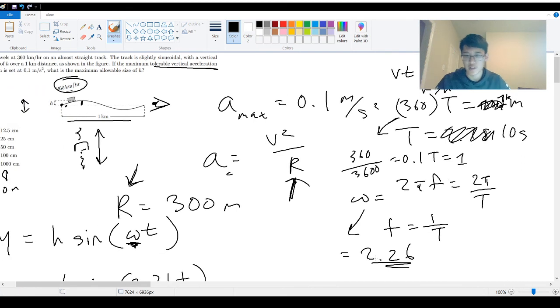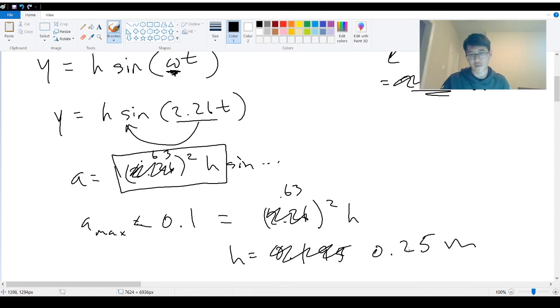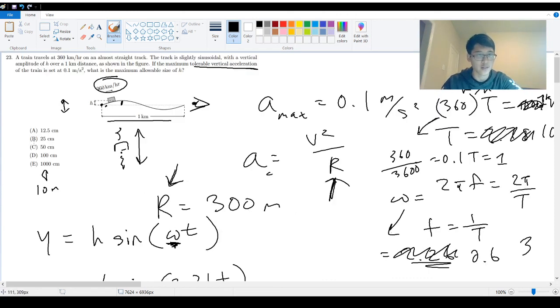So when we calculated this, we also calculated it wrong. It's going to be 2 pi divided by 10. That gives us 0.63 about. Okay, and then when we plug in here, all the other reasoning is fine. It's just that the number is a bit off. This is 0.63 about, so this thing squared. So then if we plug it in to here, this thing is 0.63 squared. We get that h is actually 0.25 meters, right? So that gives us 25 centimeters as the answer.